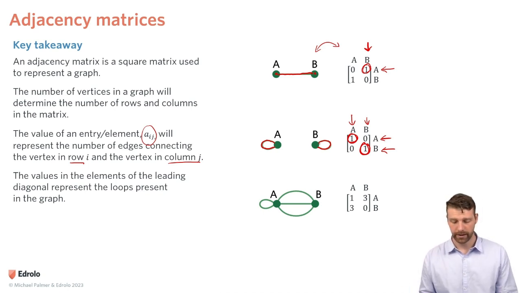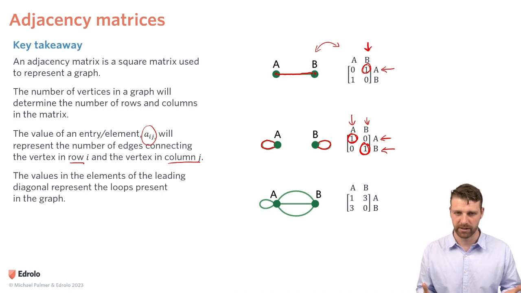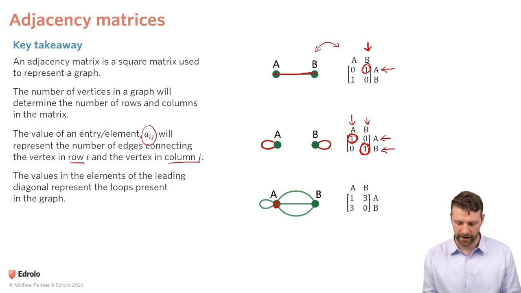The last thing we've got here is I've drawn another graph just so you don't think that adjacency matrices can only have ones and zeros in them. So I wanted to put some other number in there. My graph here, I've got A and B, and we can see that there's 1, 2, 3 edges connecting A and B. In both of these positions here, we've got a 3.